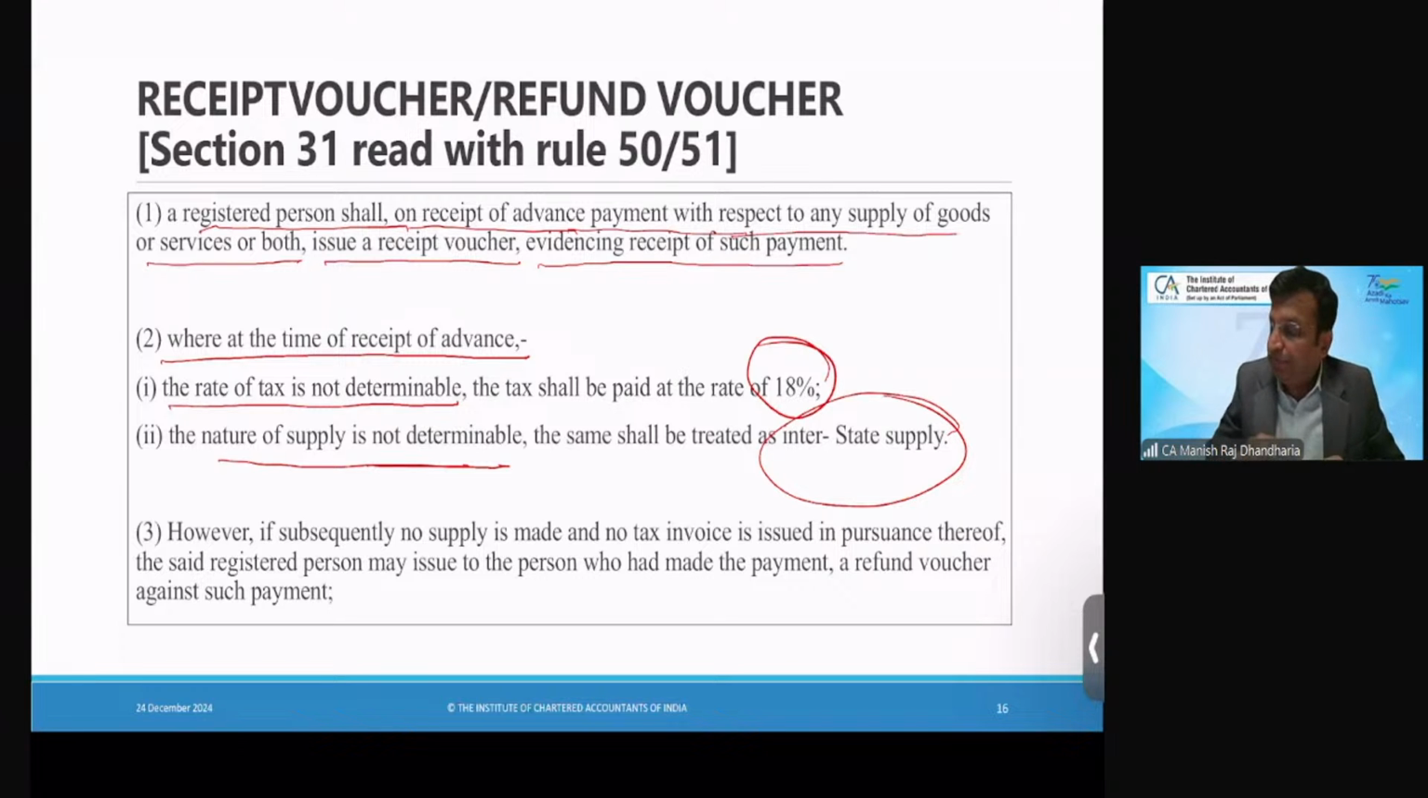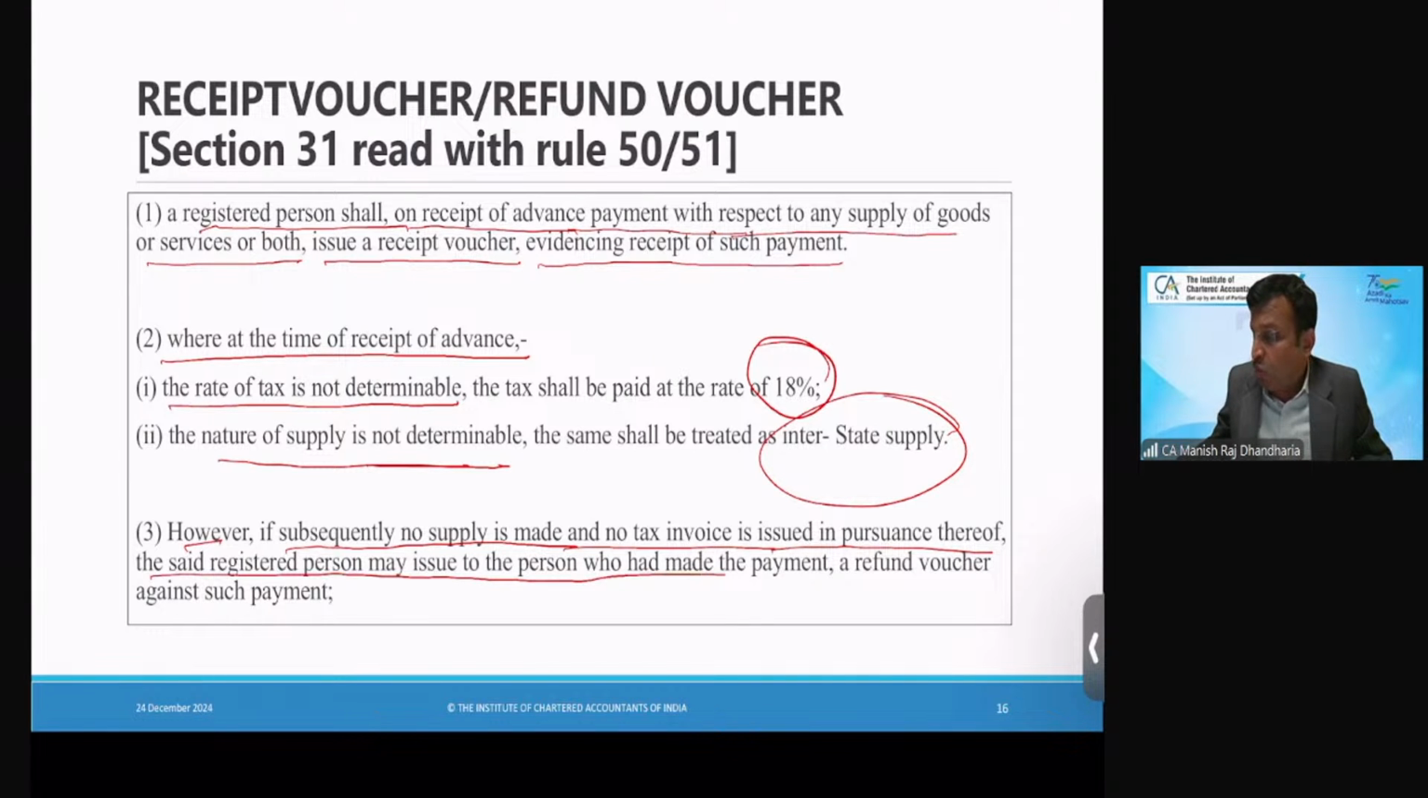Last point, if you have to refund. However, if subsequently no supply is made and no tax invoice is issued in pursuance thereof, the said registered person may issue to the person who had made the payment a refund voucher against such payment. Refund voucher issue कर देगा, मतलब he will refund the whole amount with tax. सारा पैसा उसको वापस कर देगा. Okay, hope this point is clear.